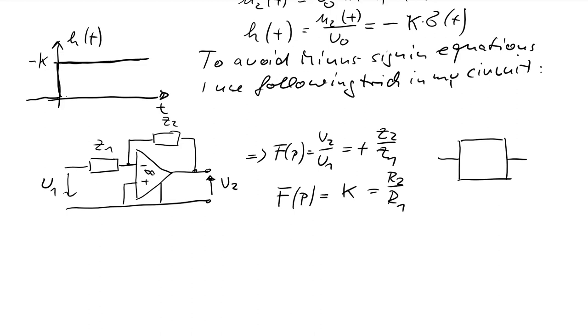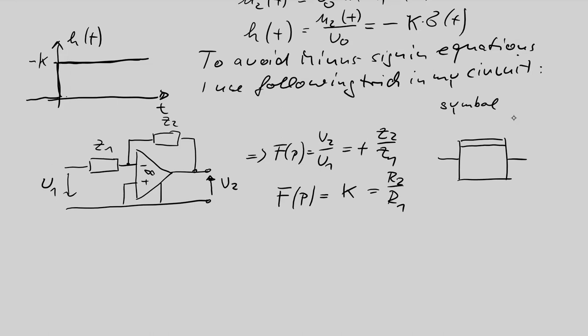I think to help you see my pointer, I should change the background color to gray, so that you can see my pointer a little bit better. Okay, the symbol of my P block is a symbolized step function, that is just a horizontal line in the top region of this block. That is the symbol of the P controller, the P block.